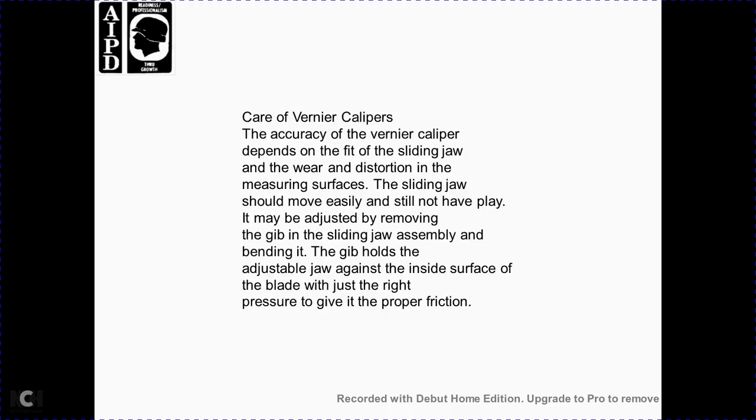Care of vernier calipers. The accuracy of the vernier caliper depends on the sliding jaw, with the wear or distortion of the measuring surface. The sliding jaw should move easily, yet not have play. It may be adjusted by moving the gib of the sliding jaw assembly, bending it, and using the gib hole for the adjustment so that it presses against the inside surface of the blade with just the right pressure to give the proper friction.